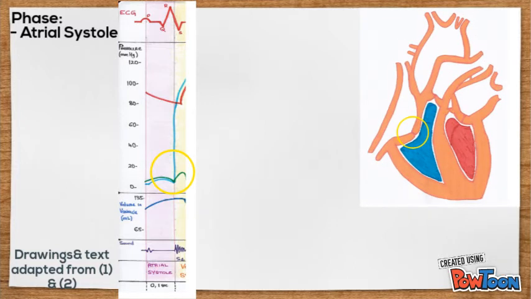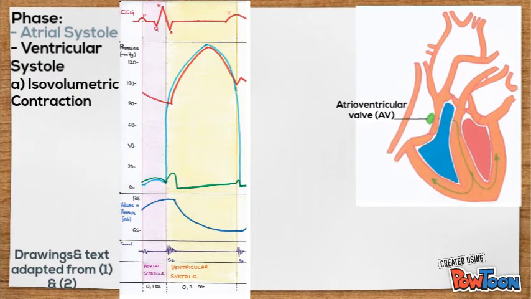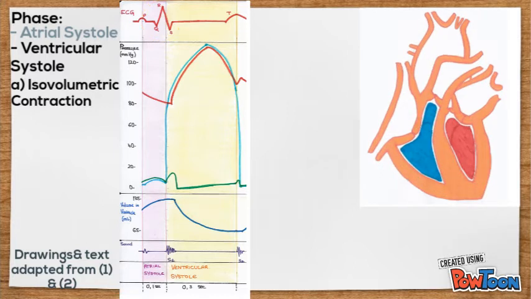The closing generates the S1 sound and marks the beginning of the second phase, ventricular systole. This phase has 2 parts, with first of all isovolumetric contraction, where a depolarization of the AV node, represented by the QRS complex on the ECG, triggers contraction of the ventricles. For a small period, the SL valves are closed, and since all 4 valves are closed, no blood is ejected and the ventricles contract with the same blood volume.